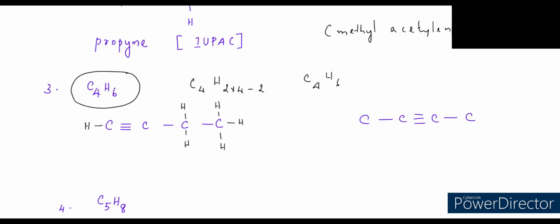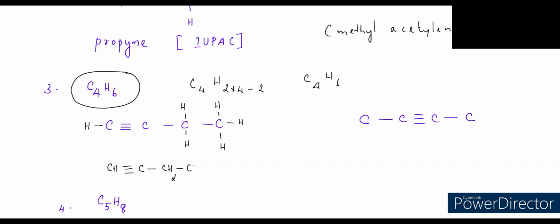Carbon by carbon, we take the first carbon, CH. First and second are connected by a triple bond. Second carbon, no hydrogen. Second and third are connected by a single bond. On the third carbon, there are two hydrogens and a single bond, then three more hydrogens, CH3.